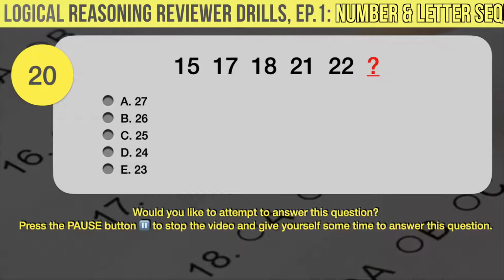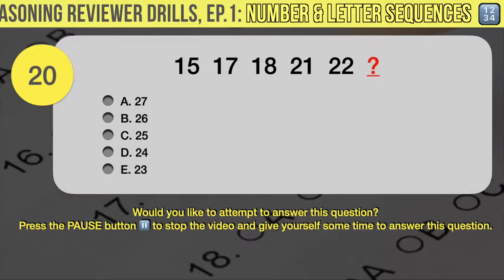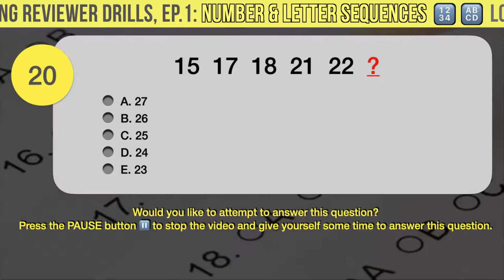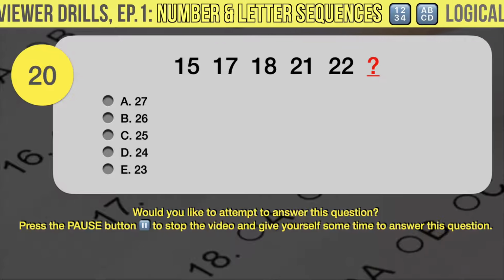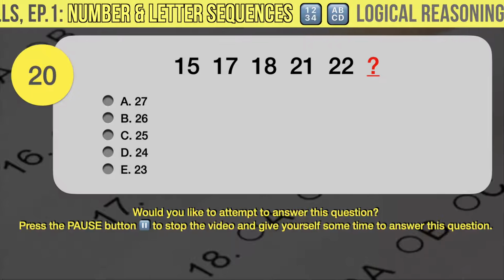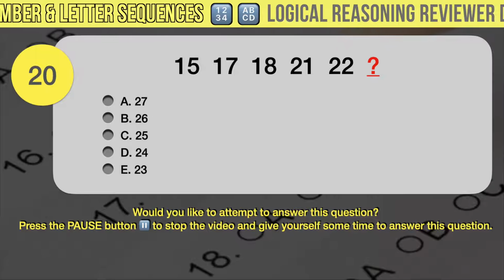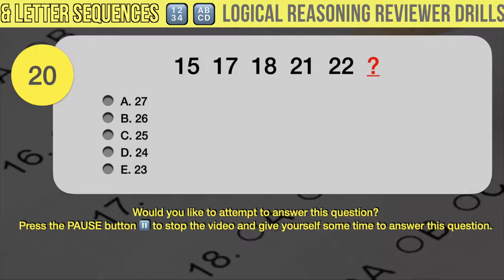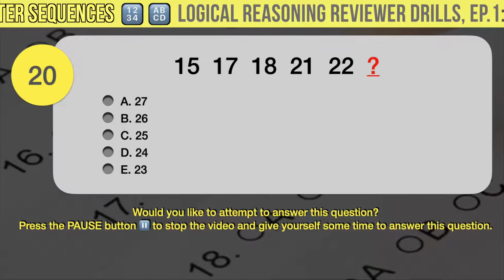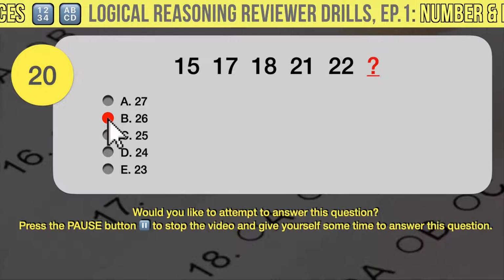Drill question number 20. Which number comes next in the following sequence? 15, 17, 18, 21, 22. Your answer choices are A, 27, B, 26, C, 25, D, 24, E, 23. The correct answer is B, 26.